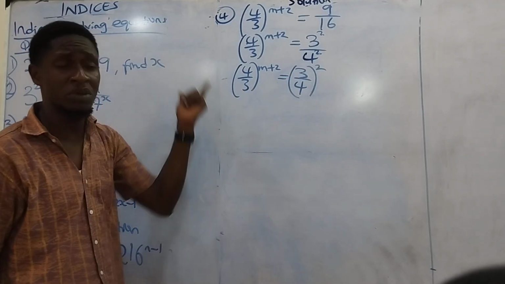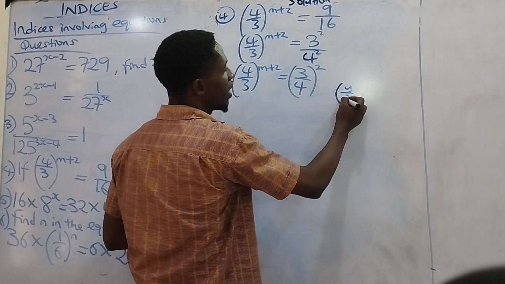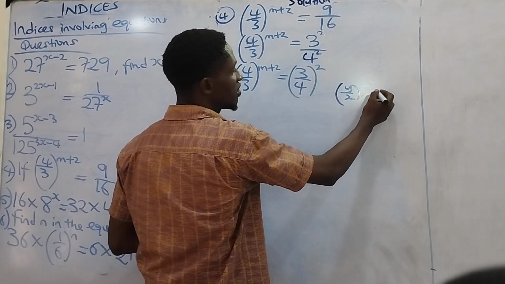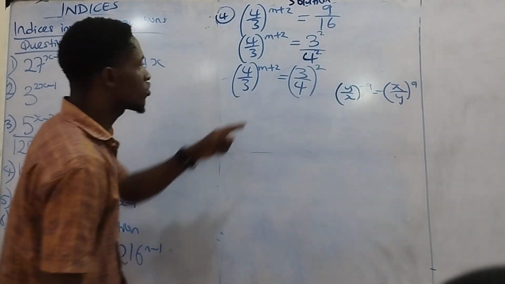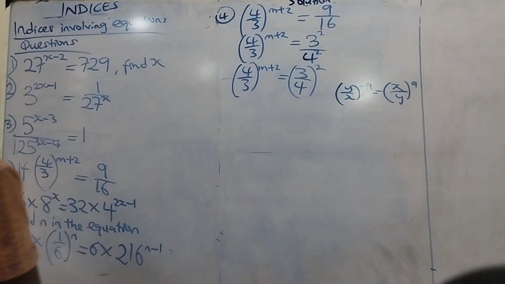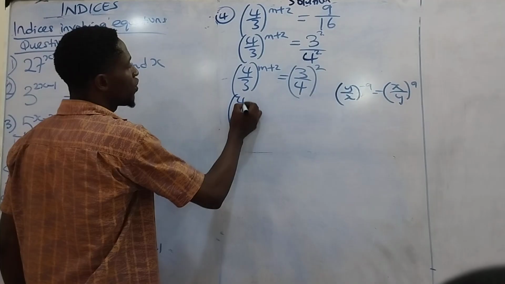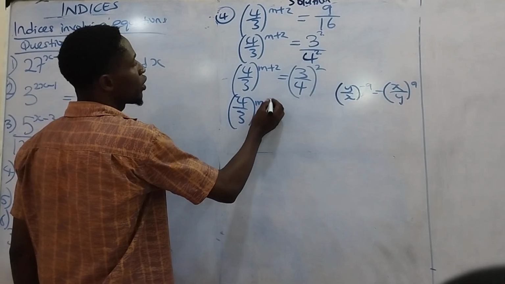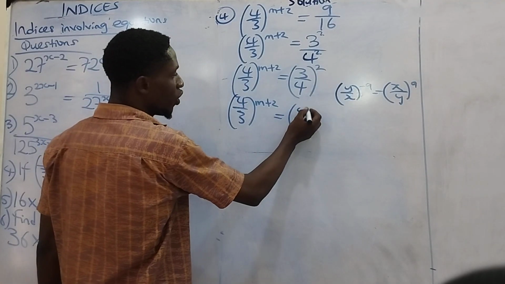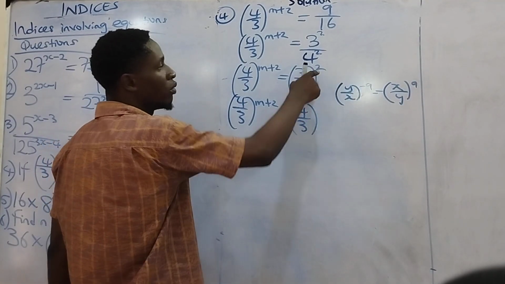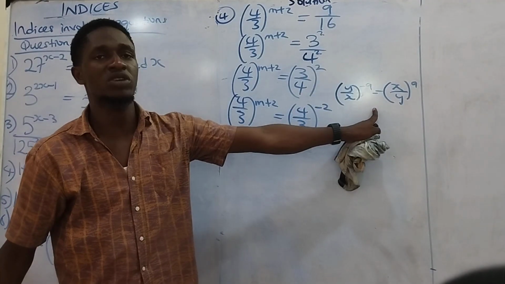In one of our laws, I can't remember the law, it says that y over x raised to the power of minus a is the same thing as x over y raised to the power of a. So for us to make this the same as the left hand side, look at what we are going to do. We have (4/3)^(m+2) is equal to, when I interchange this, 4 will go up, 3 will come down. I will multiply this power by negative. So this is minus 2. That is what this law is talking about.